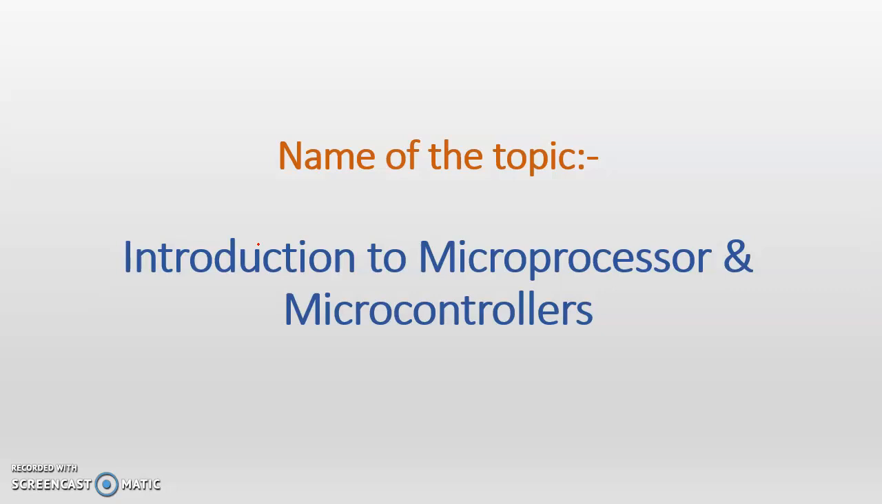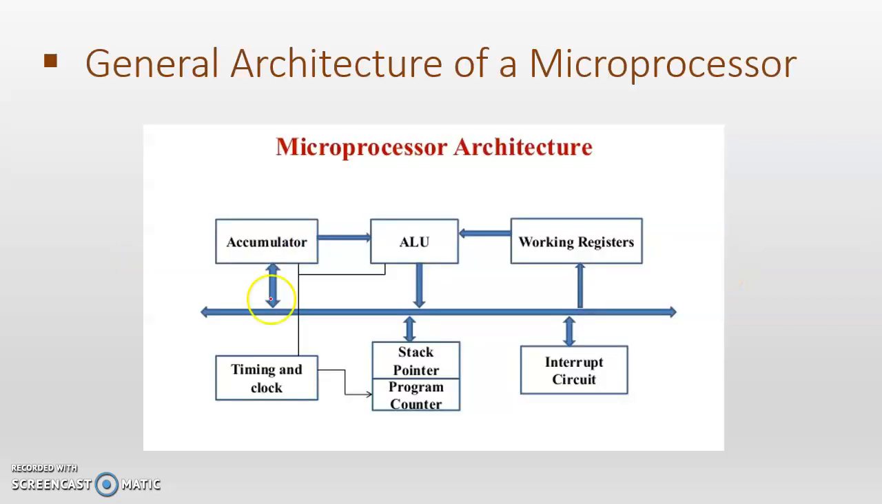So here in this video, we'll study about introduction to microprocessor and microcontrollers. So basically, the microprocessor is a central processing unit of a general purpose digital computer. They can address megabytes of memory and process the data, which is the heart of the computer system.